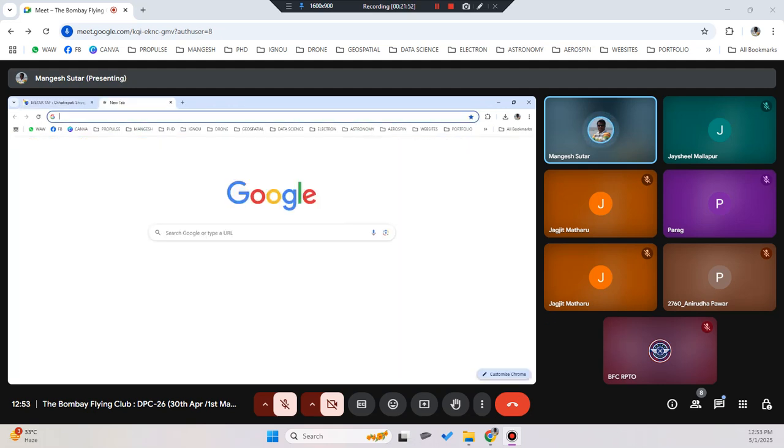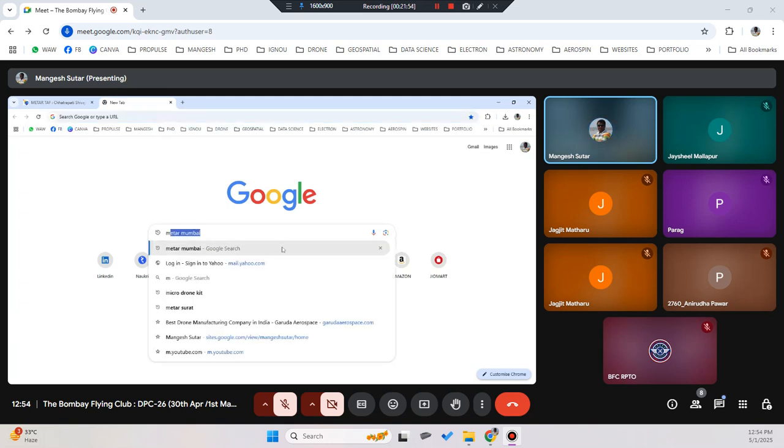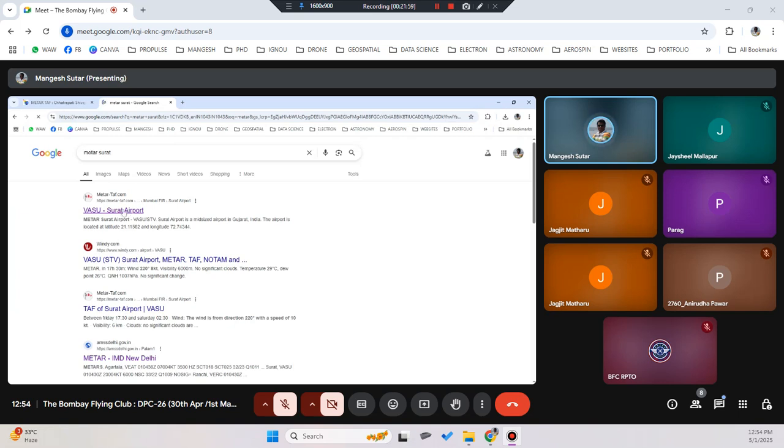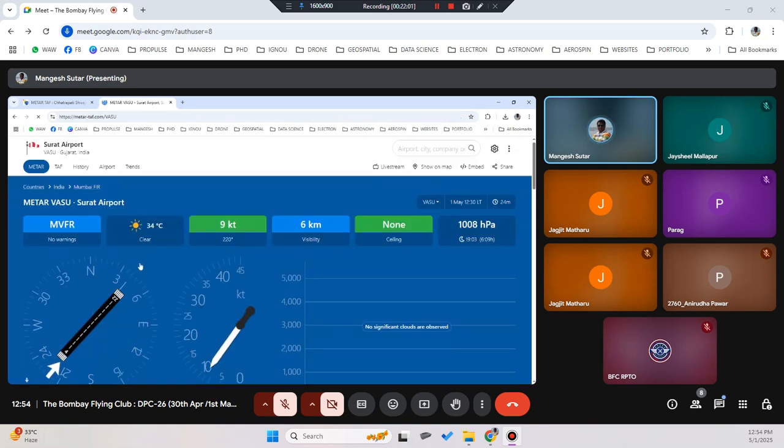Let's see some other location. Let's see now Surat. Surat has a little bit different type of website, but still they give the same information. So you can see METAR for VASU. VASU is the station ID, Surat Airport. You can see it's clear, 34 degrees, 9 knots from 22 degrees, that means from the west. Visibility here is 6 kilometers. In Mumbai, it was 4 kilometers, 4,000.